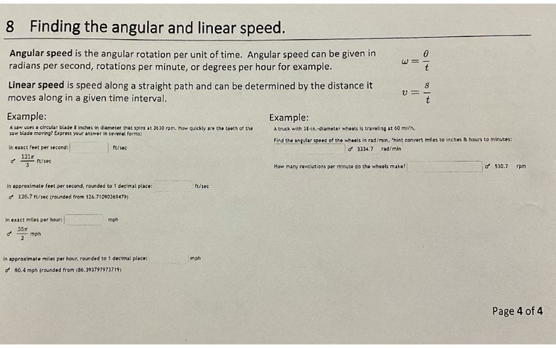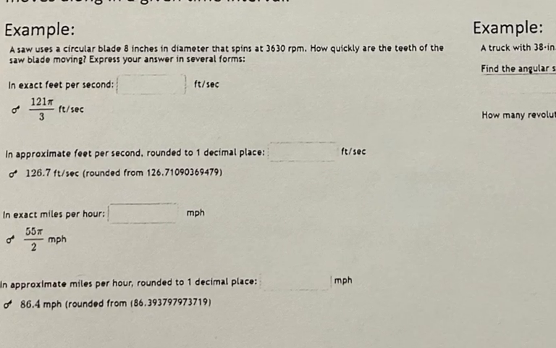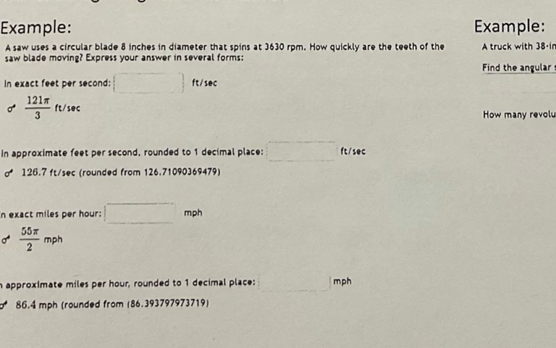Now let's do some calculations and then we'll be done. A saw uses a circular blade that's 8 inches in diameter. It spins at 3,630 RPMs. You guys know what RPM stands for? Revolutions per minute. So it's how many rotations that saw blade does: 3,630 revolutions in a minute. How quickly are the teeth of the saw blade moving? Express your answer in several forms.